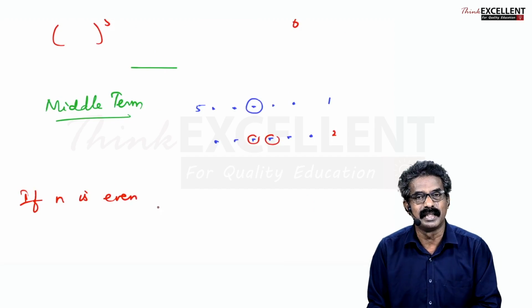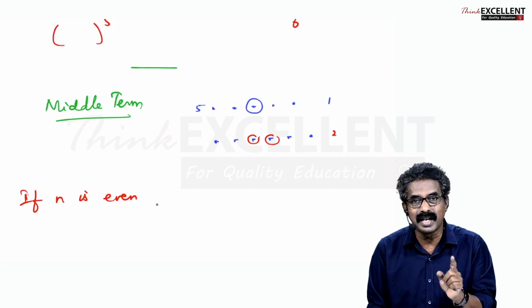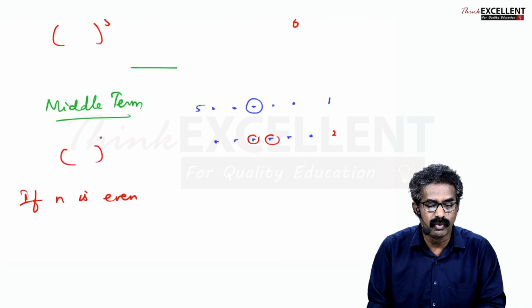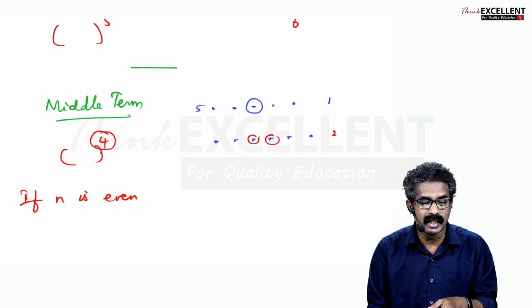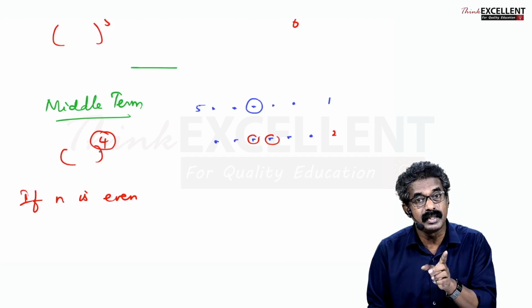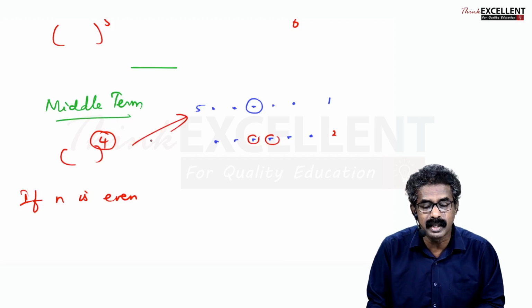N is even, I am telling, not the number of terms being even. For example, suppose n is 4, in (x + a) raised to n. If n is 4, how many terms will be there? 5 terms will be there.